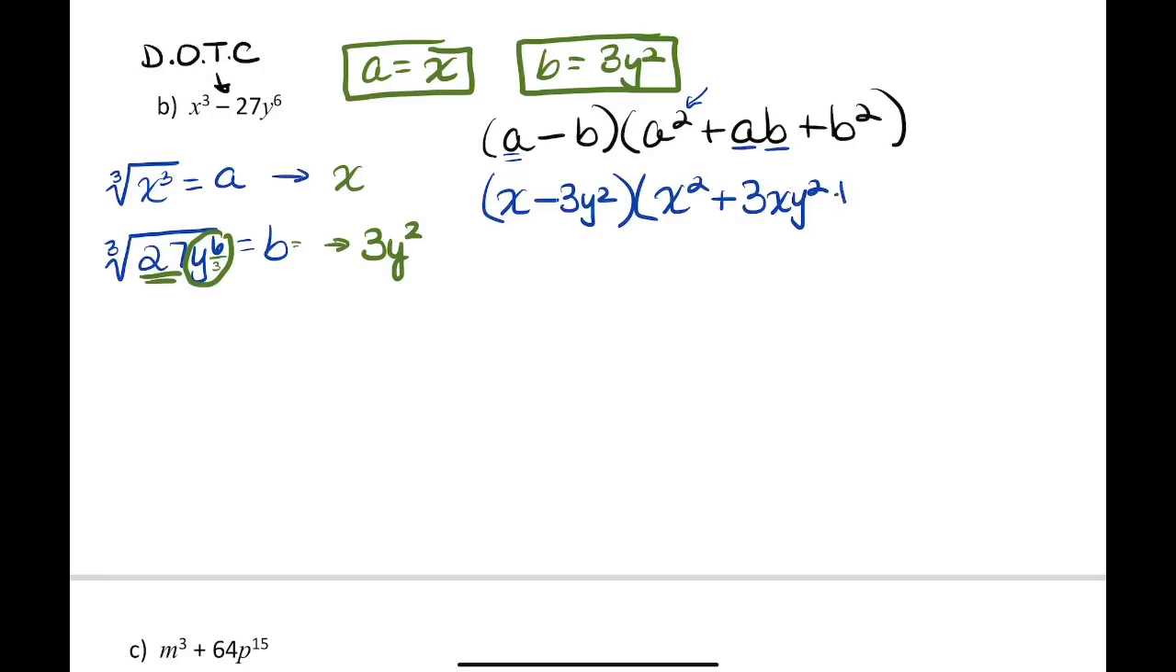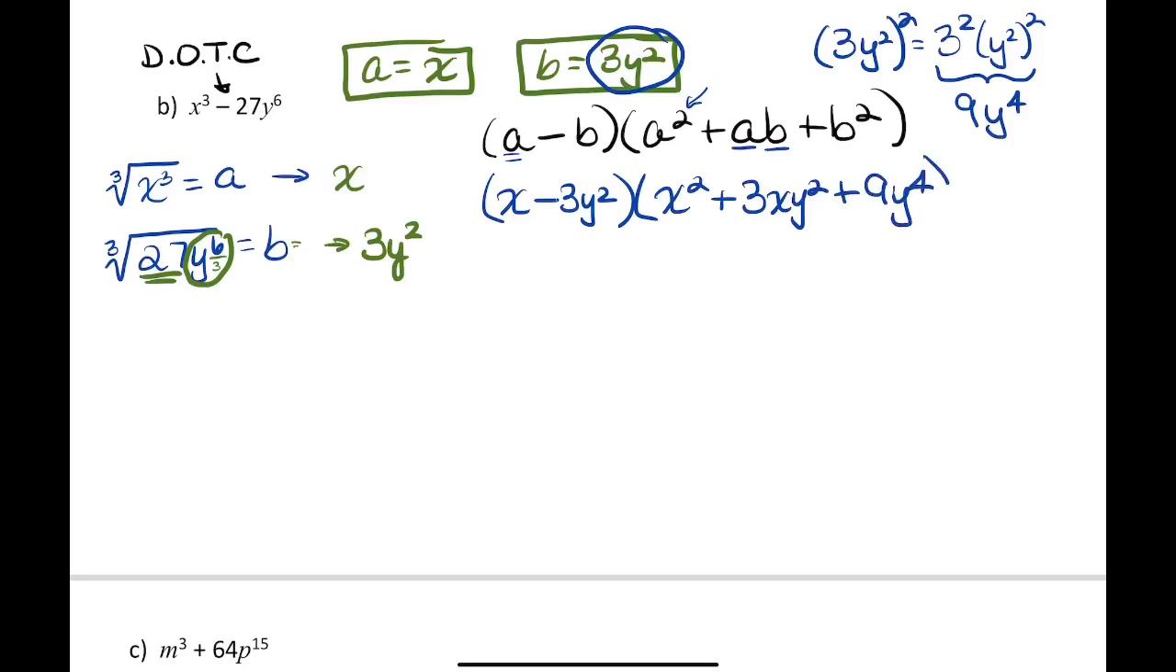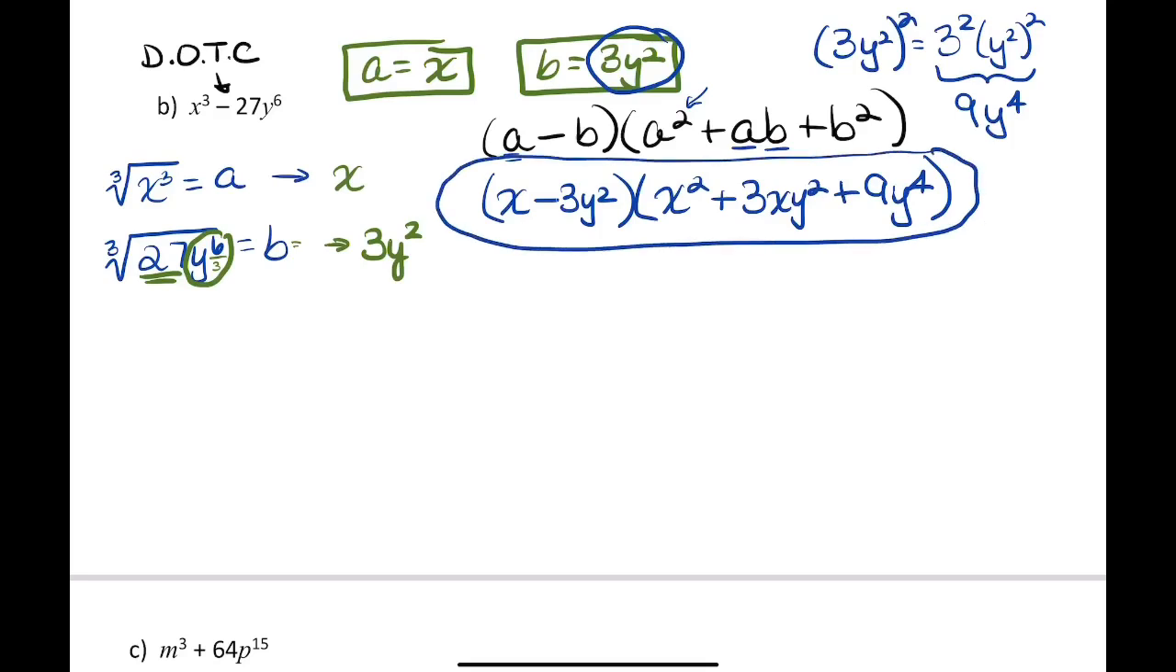And then for B squared, we're going to take this and we're going to square it. Now this is where maybe it helps to kind of write it out and try not to do it all in your head. But we're going to do 3y squared, squared. All right, so what does that mean? That means 3 squared, and that also means y squared, squared. I know that sounds wrong, but I'm saying it right. So 3 squared is 9, and y squared, squared is y to the 4th. So this is going to be 9y to the 4th. And that's it. This is completely, absolutely 100% factored. There's nothing else we can do with that.